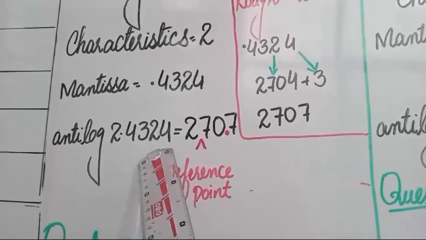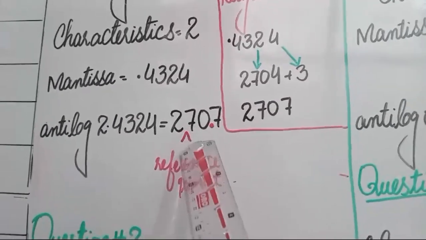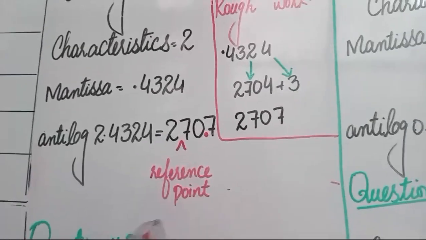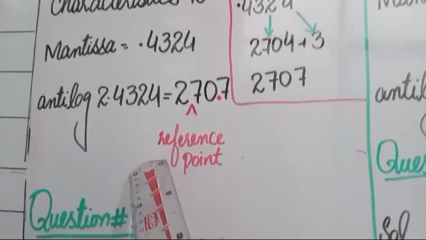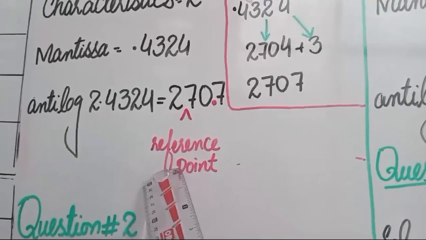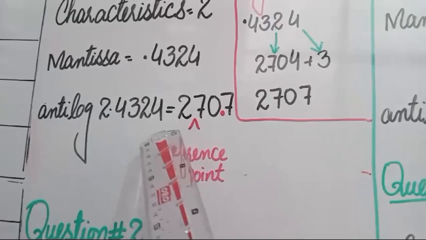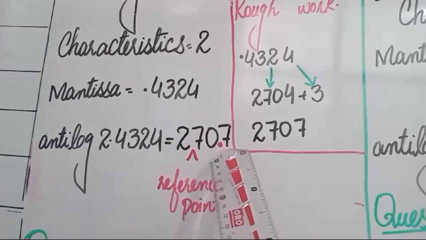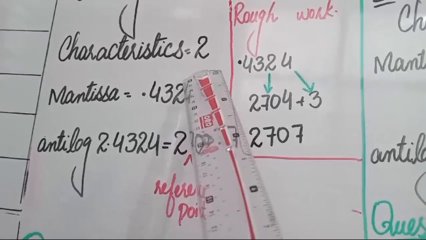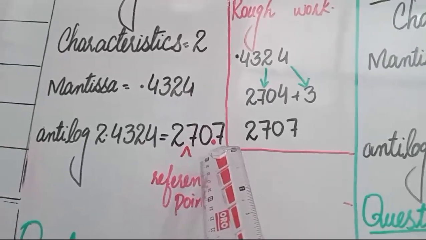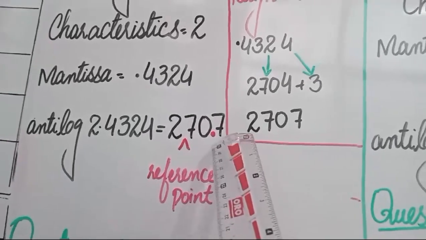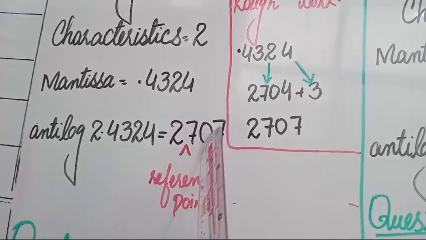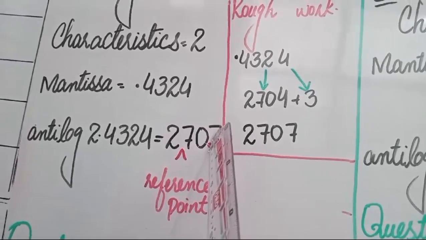So antilog of 2.4324 is 2707. Now you have to place the point. First of all, to place the point you have to know what a reference point is. The reference point is always after the first non-zero number, and our decimal point is placed according to the characteristic. As our characteristic is 2, our decimal point will be after 2 digits of the reference point. Means your reference point is after 2, then you take 2 more digits, 70, and here the decimal point will come.